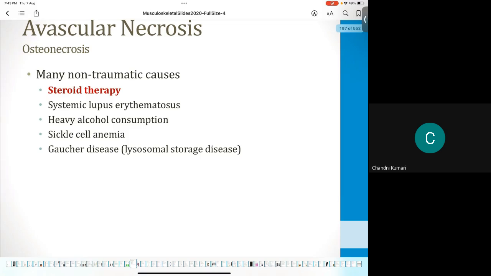Remember? And that avascular necrosis can compromise the blood supply to the head of your femur. It can also be seen in Gaucher disease. We are going to discuss that in our biochemistry section in detail. It's a lysosomal storage disease, and it's also going to lead to avascular necrosis.